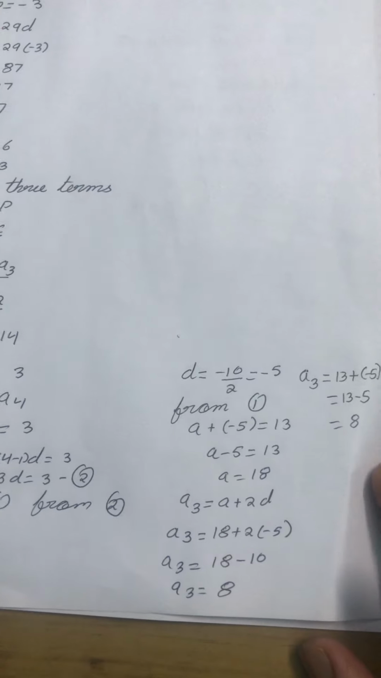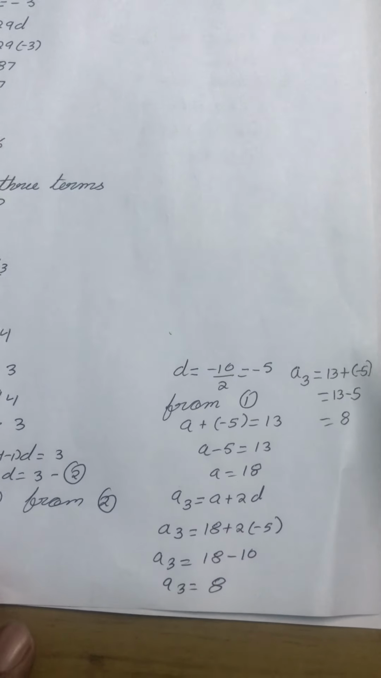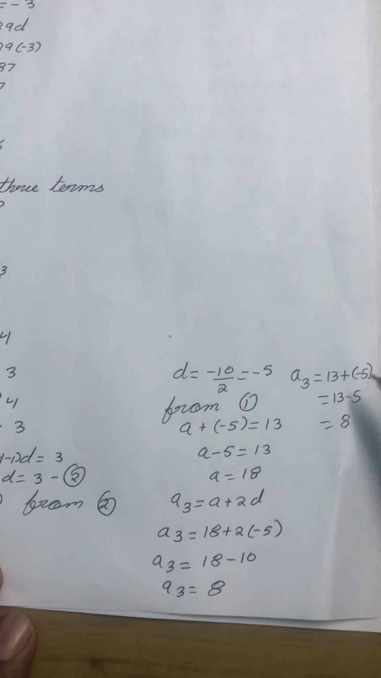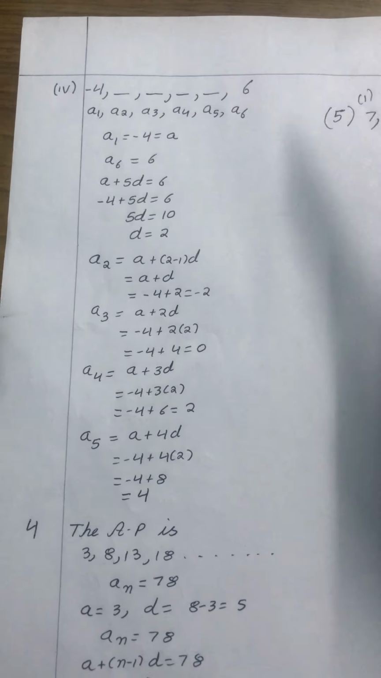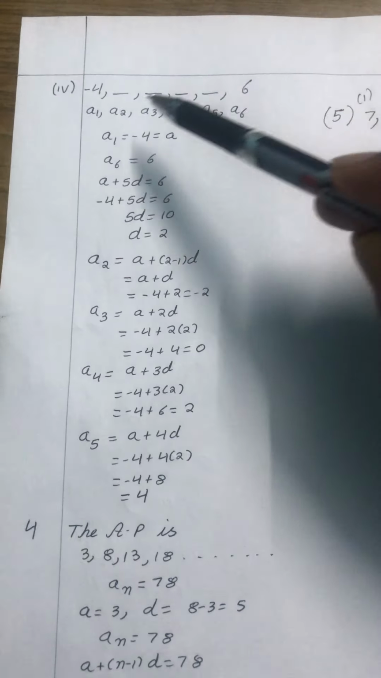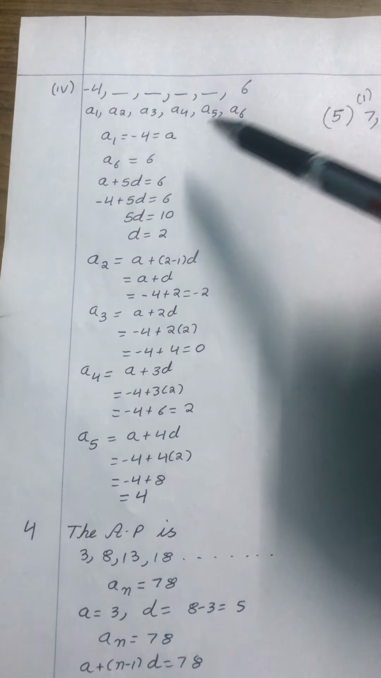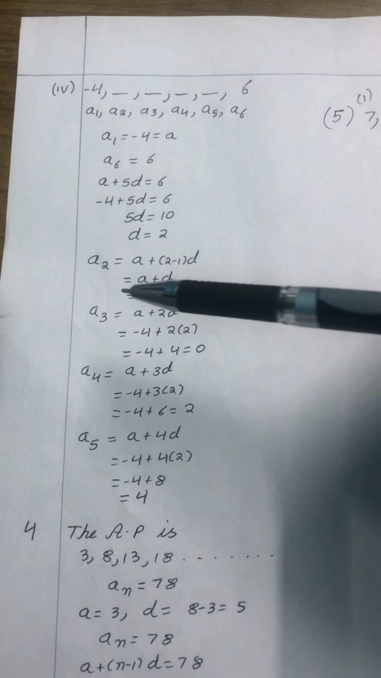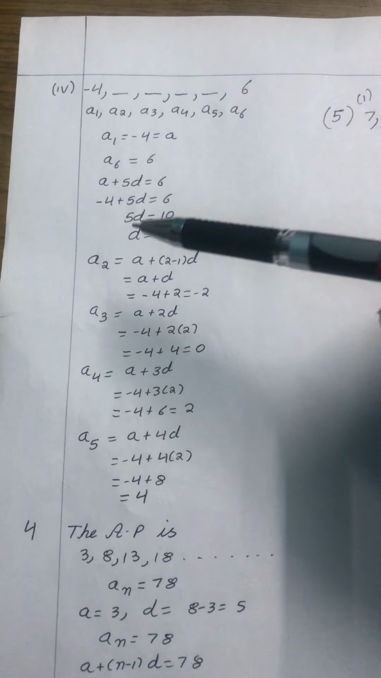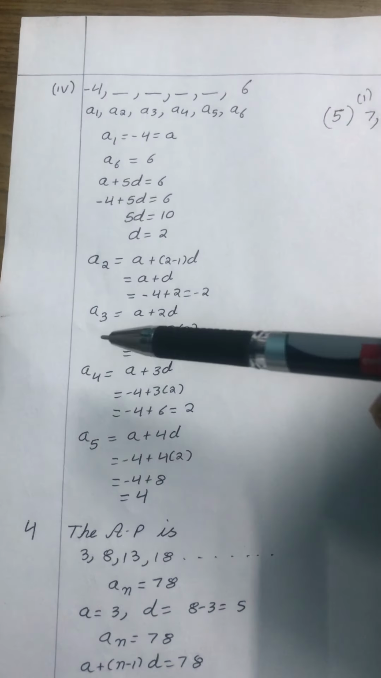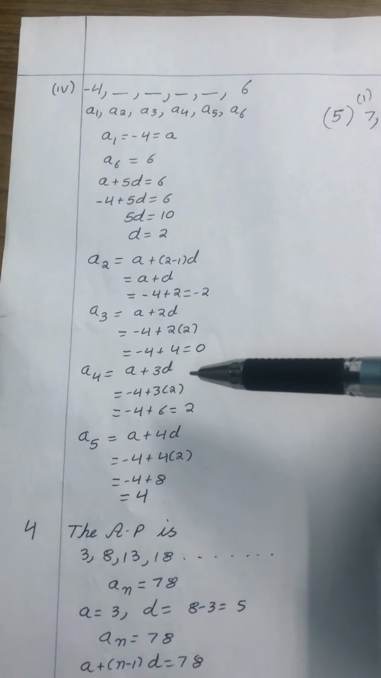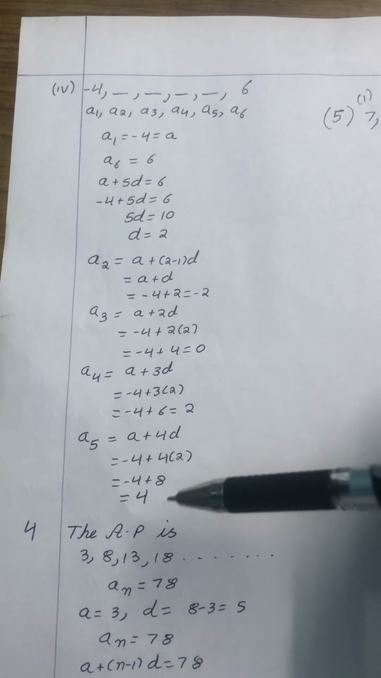We can also use more logic to find the term. We can also add D to the previous term to get the next term. As the second term was given and D we also have, if we add D to the second term, you will get the third term. Now the fourth part. The first term is given, the sixth term is given, and the remaining terms are missing. So A1 equals A, apply the general term formula, A6 equals A plus 5D, substitute the values of A and D. Then A2 means A plus D, so A2 is minus 2. In the same way, the third term is 0. A4 equals A plus 3D, so the fourth term is 2, and A5 equals minus 4.